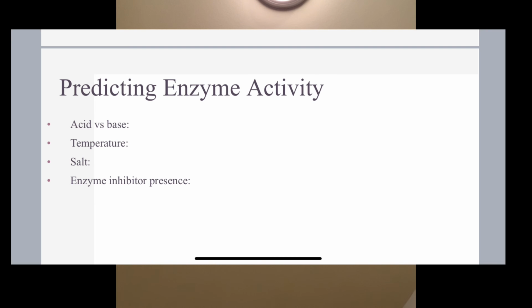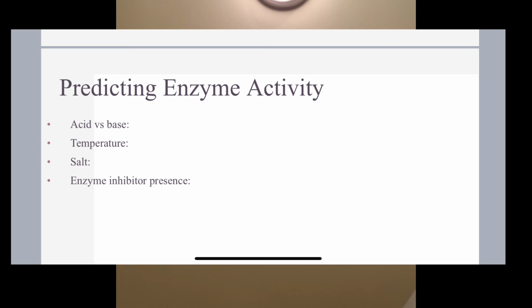So another cool thing that we can do with enzymes, that we learned pretty well from our catalase lab actually, is we can predict the activity of enzymes. So much like we made a hypothesis in that lab, here we can look at different factors such as acidity, temperature, salt, and enzyme inhibitor presence, and we can start to make assumptions of what we think is going to happen to it.